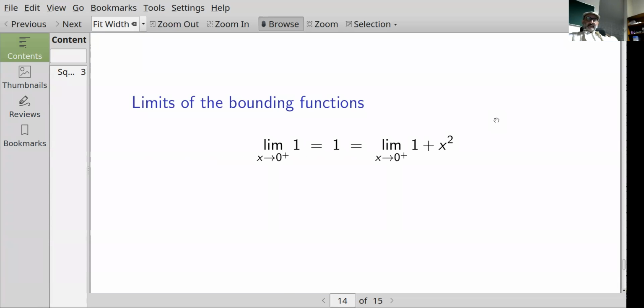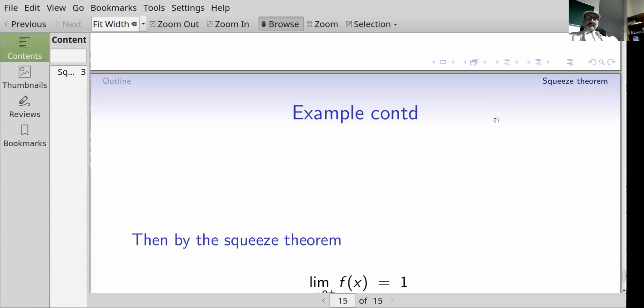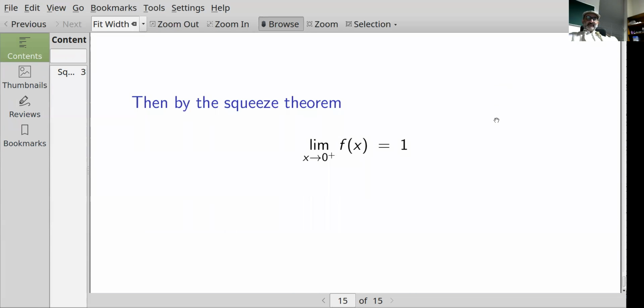Now, if we take the limit as x goes to 0 from the right of the bounding function 1, we get 1. And if we take the limit as x goes to 0 from the right of the bounding function 1 plus x squared, we also get 1. Right? So then, by the squeeze theorem, the limit as x goes to 0 from the right of f of x is equal to 1. Okay? So that's it for this lecture.